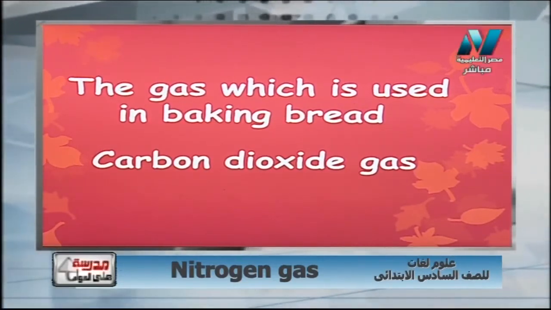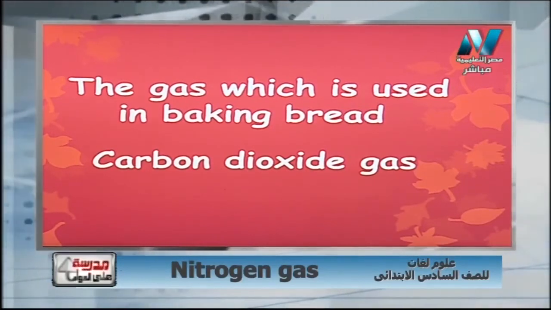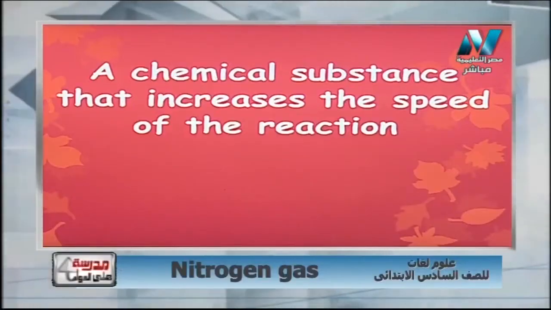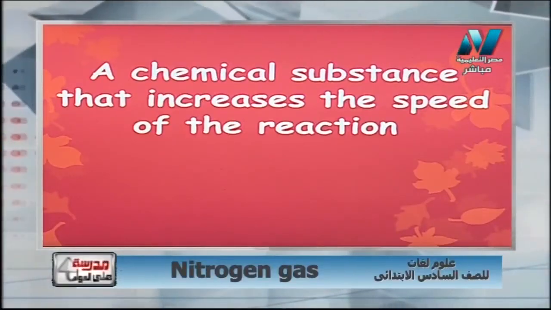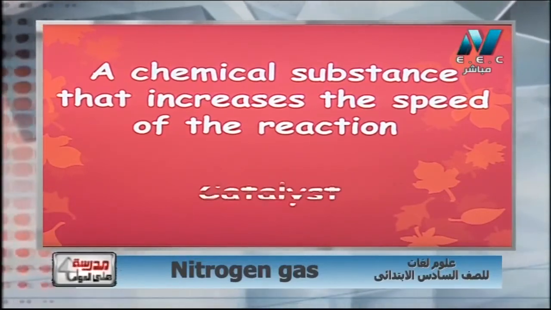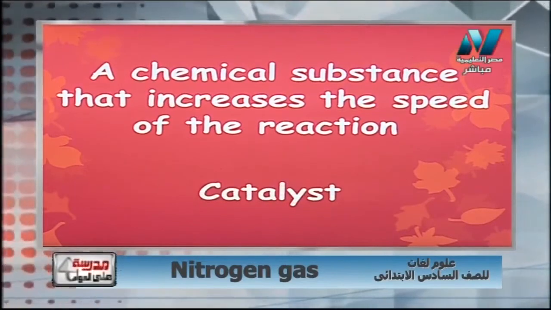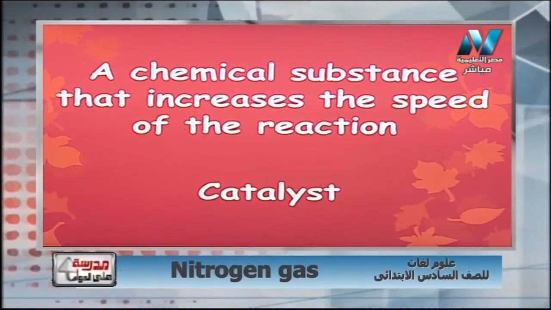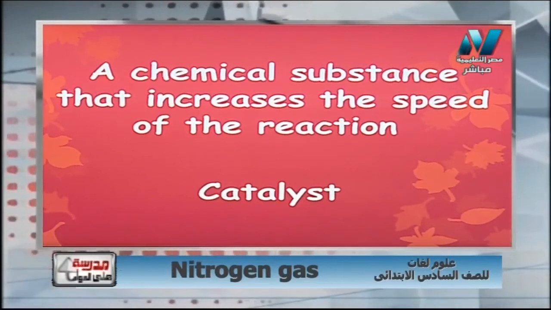ودي عملية مهمة جدا انها بتخلي العيش زي ما قلنا أكتر من مرة porous and tasty and also spongy. العيش بيكون اسفنجي وكمان طعمه لذيذ ومسامي. دي حاجة مهمة جدا تحصل during baking bread. Another question that says a chemical substance that increase the speed of the reaction. A chemical substance that increase the speed of the chemical reaction, it will be catalyst, like manganese oxide powder. It's a very important catalyst during preparation of oxygen gas.